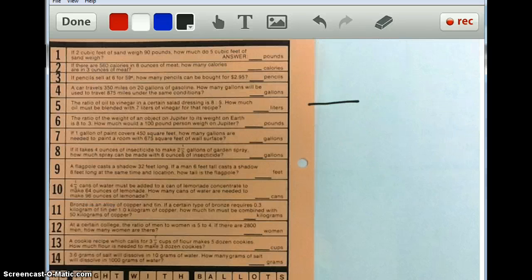All right, number 11. It says, bronze is an alloy of copper and tin. That means they mix them together. If a certain type of bronze requires 0.3 or 3/10 of a kilogram of tin per 1 kilogram of copper, how much tin must be combined with 50 kilograms of copper? So what are the two things that we have? We've got bronze, right, but what is bronze made of? Tin and copper. Does it matter who's on top? No. Tin is just what I said first. So tin I have on the top. Let's see. If a certain type of bronze requires 0.3 kilograms of tin, so 0.3 per 1 kilogram of copper, how much tin must be combined with 50 kilograms of copper?